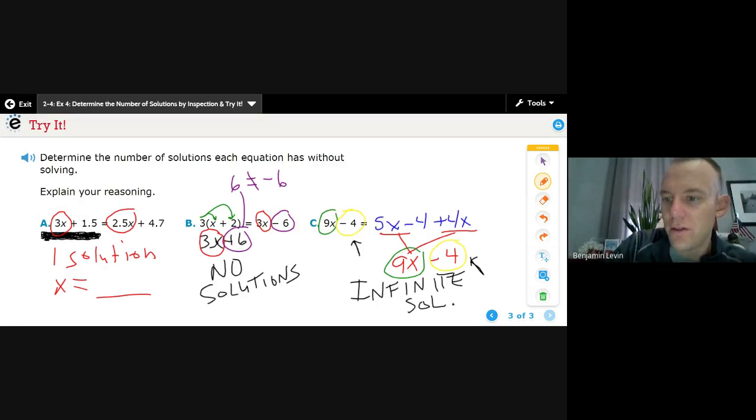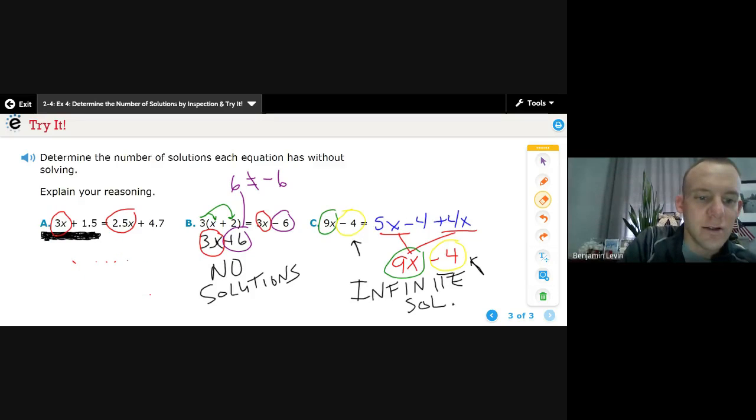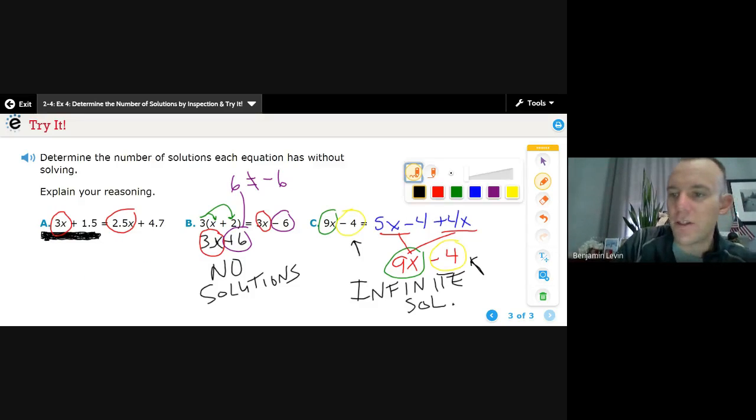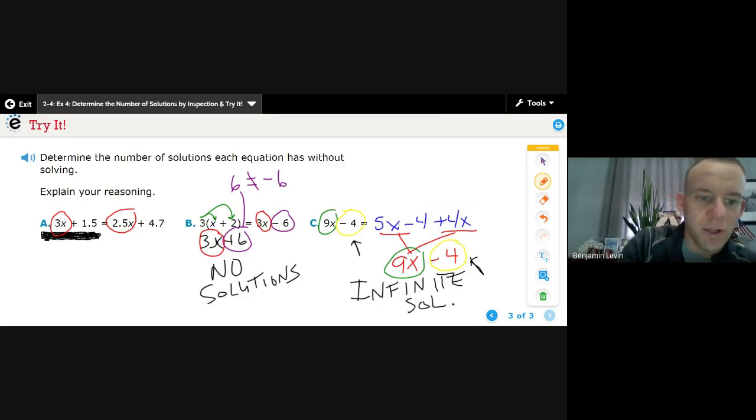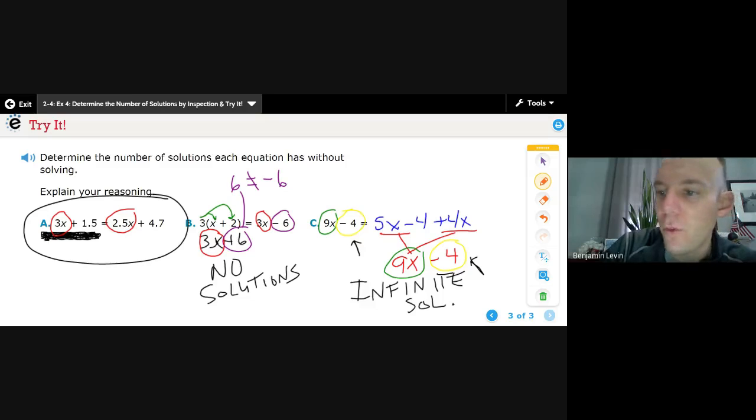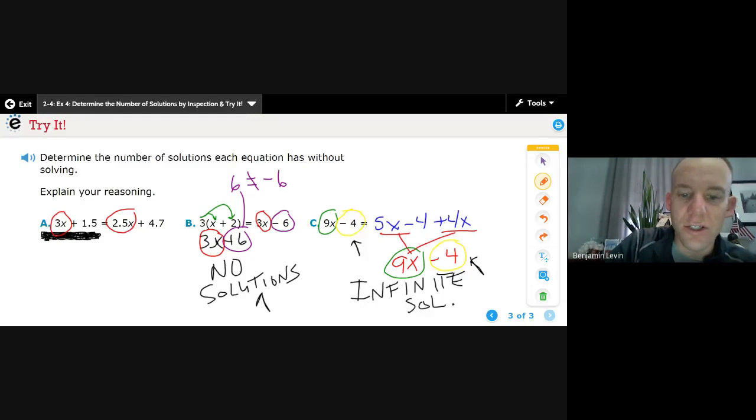And then obviously this one right here, we could try to solve if we wanted to. Let me erase this, and let's try to solve this and figure out what it is. Letter A is the only one we can solve. We already know that B has no solutions and C has infinite solutions, so we can't solve those. A is the only one we actually could solve.